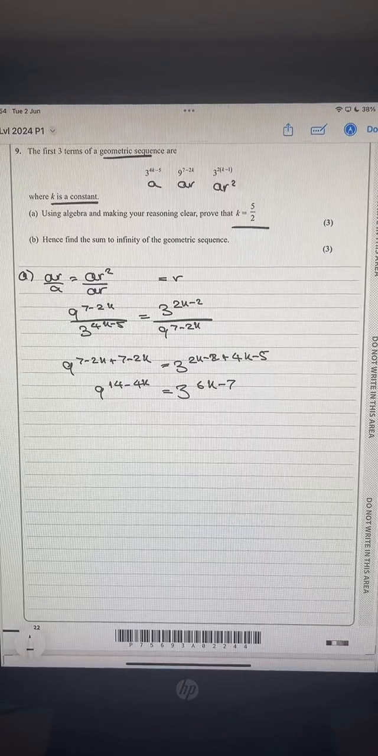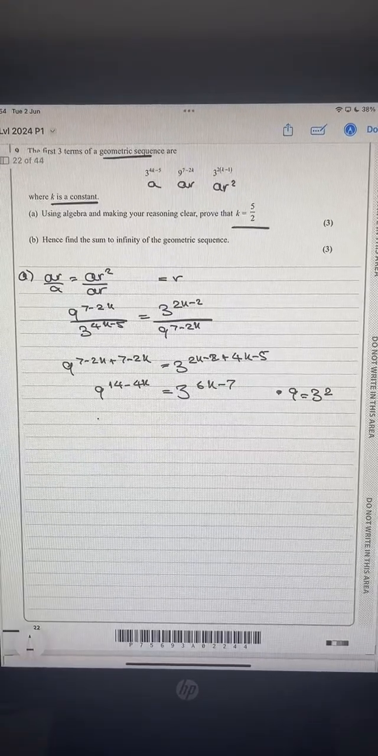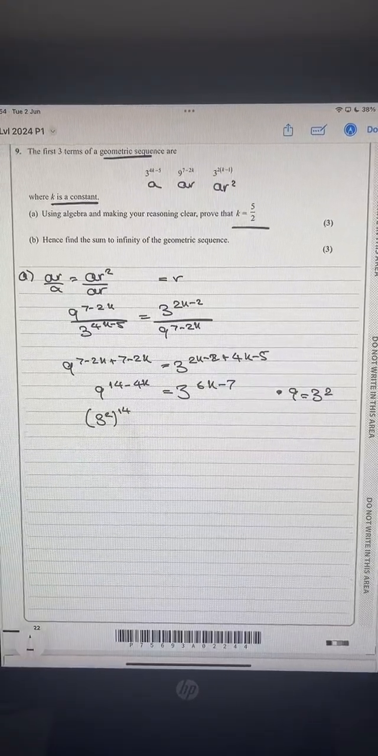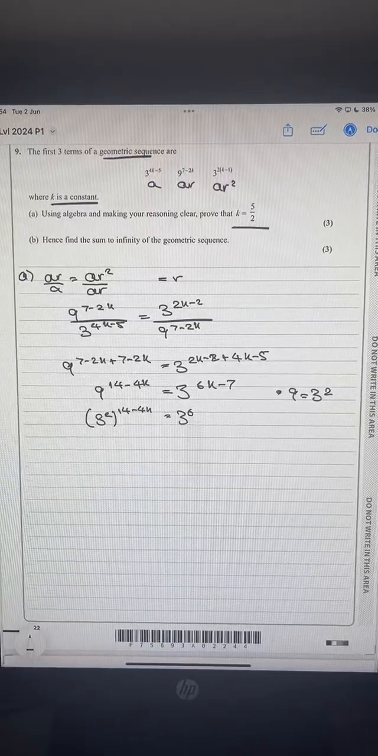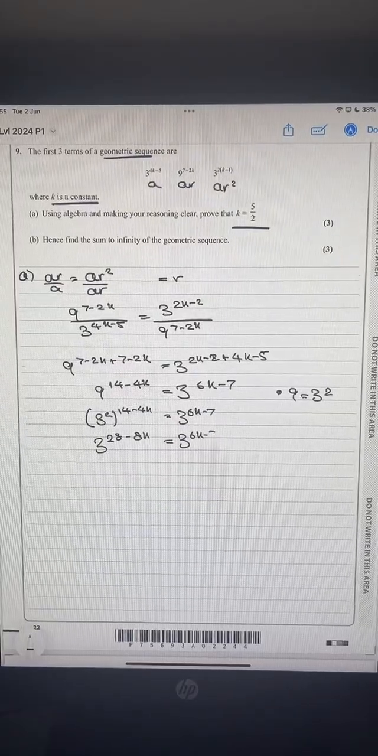And now I need to solve for k. The way I solve for k, and this is exactly a GCSE type question, we want to take a logarithm or just examine the powers. So we need to get the bases to be the same. We know that 9 is equal to 3 squared, so I'm going to rewrite 9 as 3 squared. So (3 squared)^(14 minus 4k) equals 3^(6k minus 7). Then if you raise a power to a power, you multiply across. So that's 3^(28 minus 8k) equals 3^(6k minus 7).